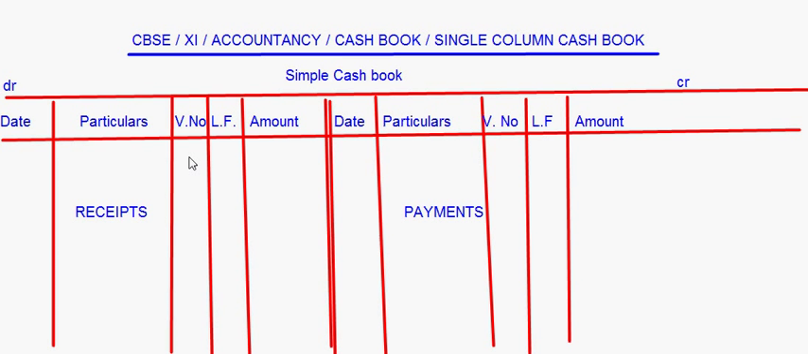The next column is the ledger folio column. This ledger folio column is basically the page number in the ledger where this amount has been posted. So if we write to salary account or by salary account, we are paying that, then whatever is the page number in the ledger where we have posted this particular account, that page number will come. Then the amount, you will be writing the amount of that particular transaction, right?